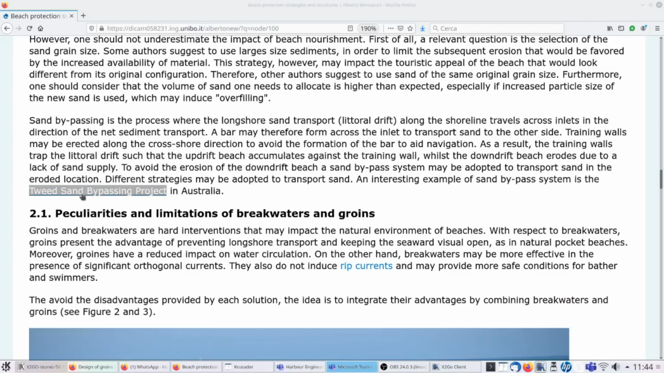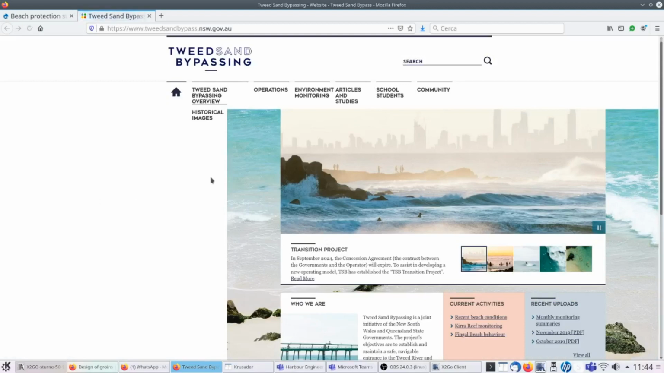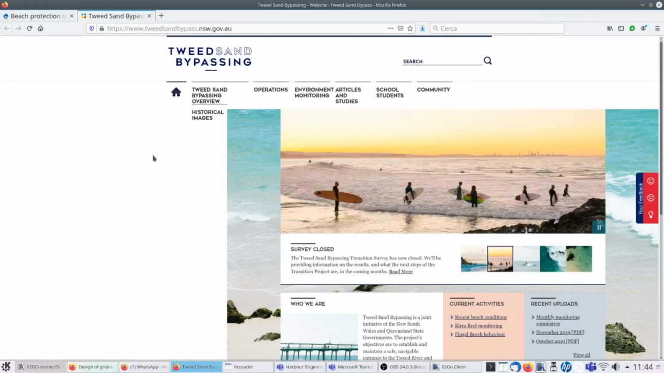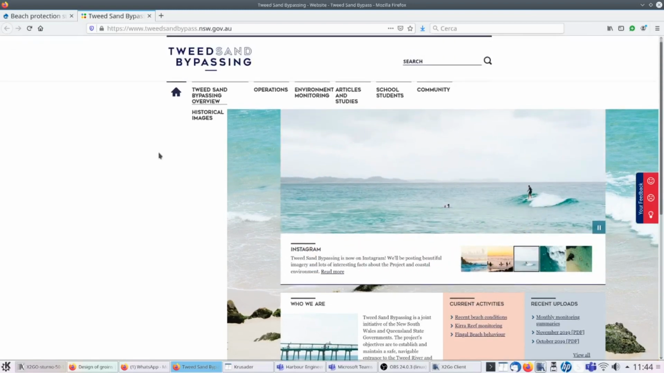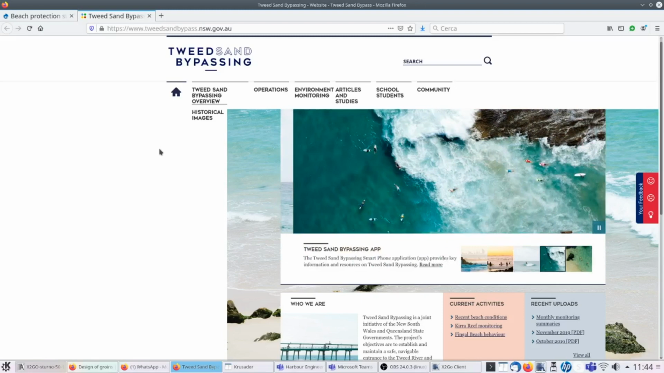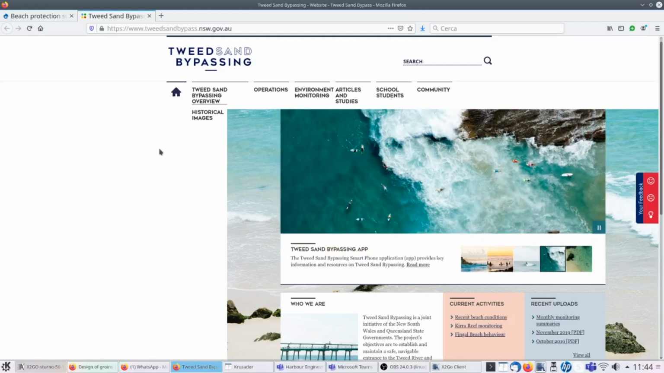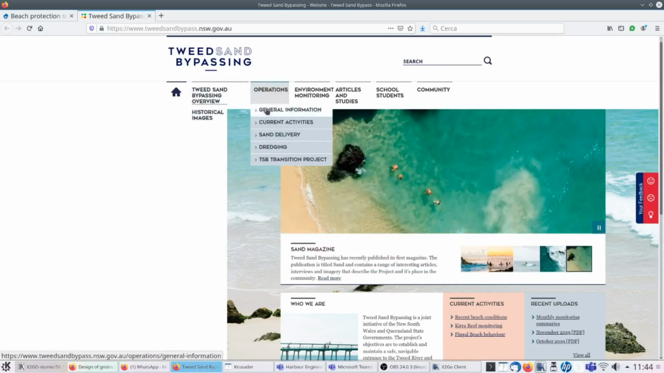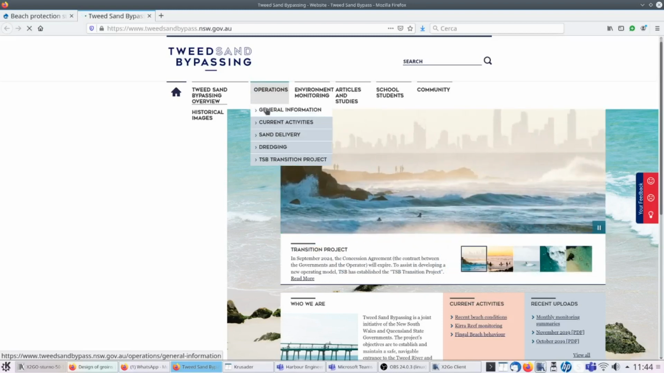If I click on that, it's a project that was done in Australia, and it is called the Tweed River Bypassing Project, the Tweed River Sand Bypassing Project. Let me give you an overview of this project. This project was needed because there is not specifically a harbor, but there is a river getting into the sea. It's an important river.